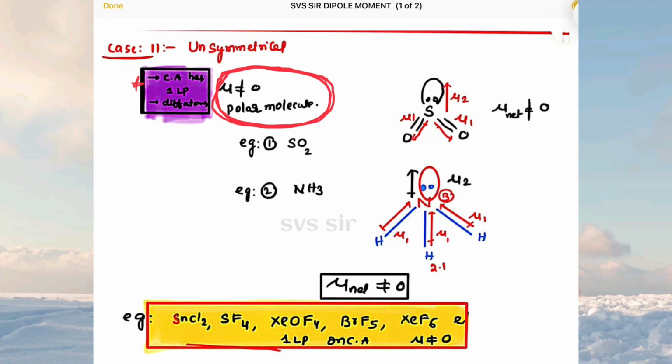So, examples: SO2. In sulfur dioxide we have one lone pair, so the dipole moment is not equal to 0. In ammonia, nitrogen has one lone pair, so the dipole moment is not equal to 0. Lone pair is there, dipole moment is not equal to 0. Other examples you can take are SnCl2 and SF4. They have one lone pair on the central atom. Therefore, the dipole moment is not equal to 0.